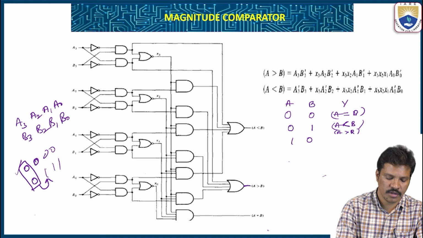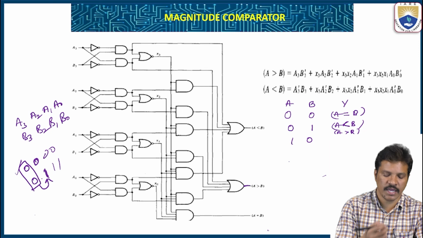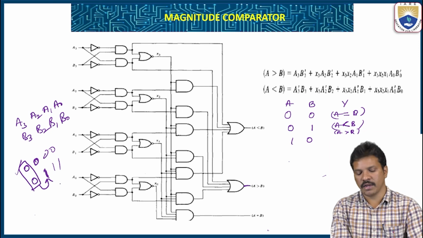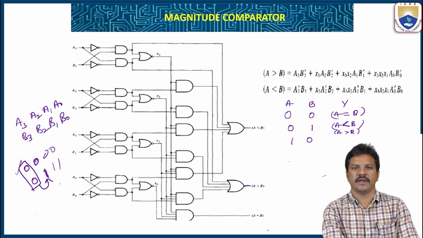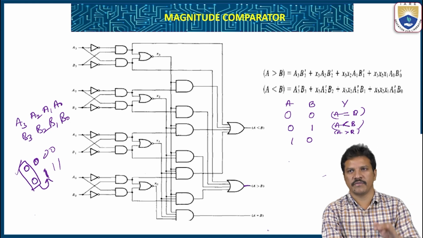Again, this 0, this one means A is less than B. This one, A is 1, B is 0, means A is greater than B. So likewise, we can continuously check the MSB bit. If both are equal, check with the other one.